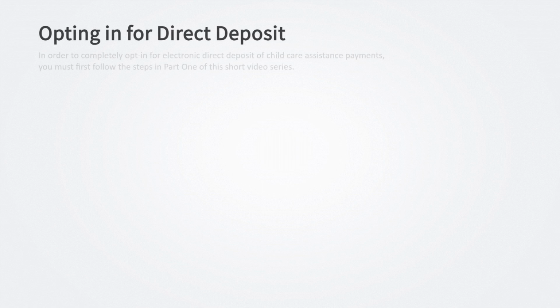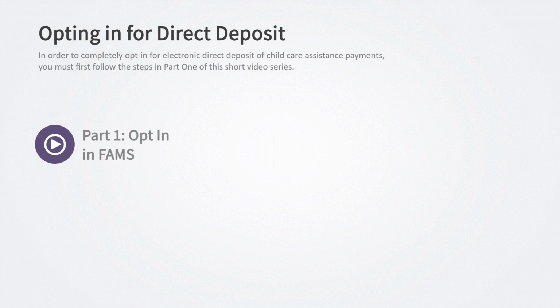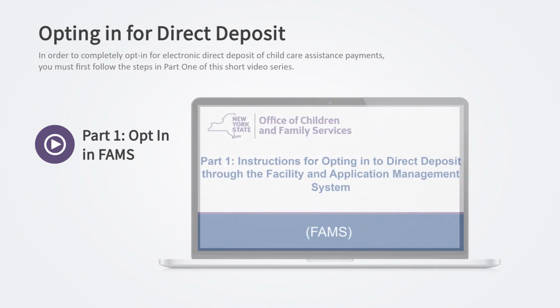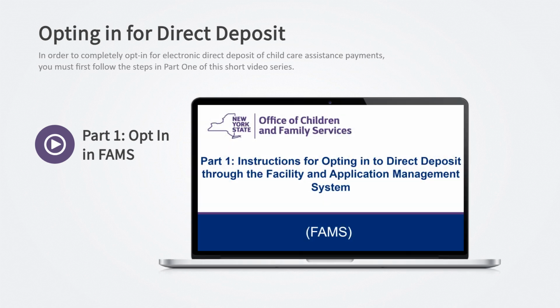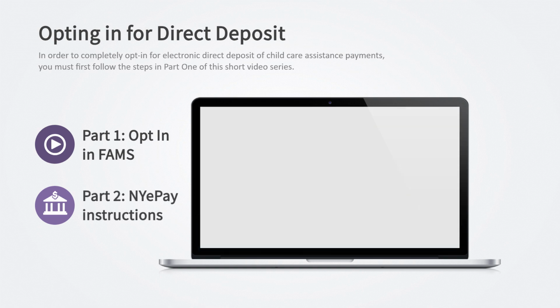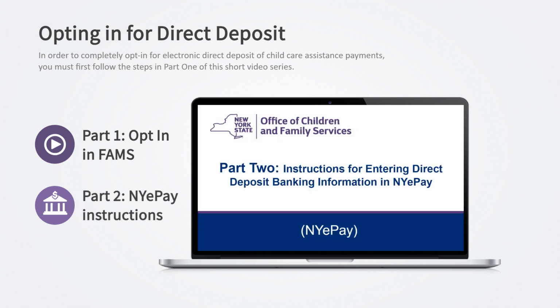In order to completely opt in for electronic direct deposit of child care assistance payments, you must first follow the steps in Part 1 of this short video series. Part 1: Instructions for opting into direct deposit through the Facility and Application Management System. Then the second part of the video in this series, Part 2: Instructions for entering direct deposit banking information into NYE Pay, will show you the steps to enter your banking information into NYE Pay for direct deposit.